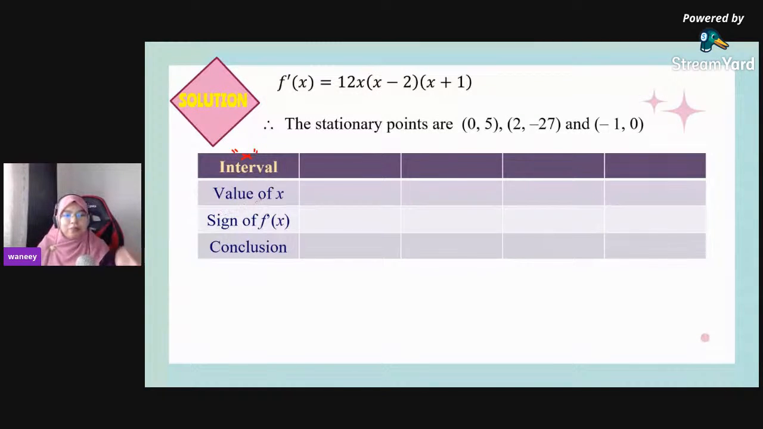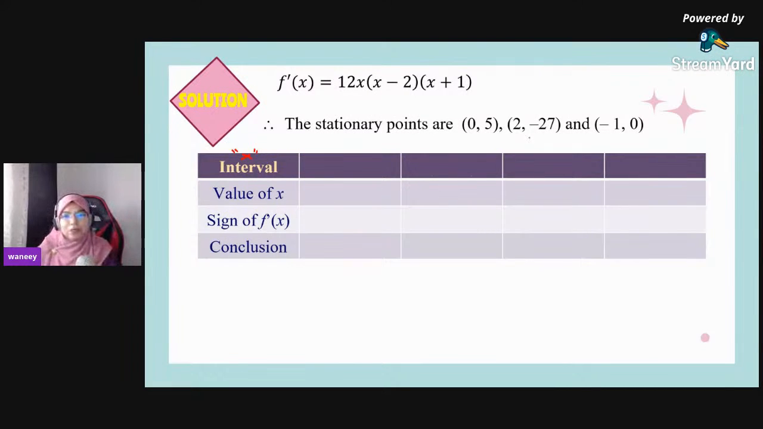And then based on that interval, we're going to see what value of x that we want to substitute. And then substitute the value of this x into f prime of x. So we want to see, do we have something that is positive or do we have something that is negative? And then basically the conclusion, do we have something that is less than, going down, going up, and so on.